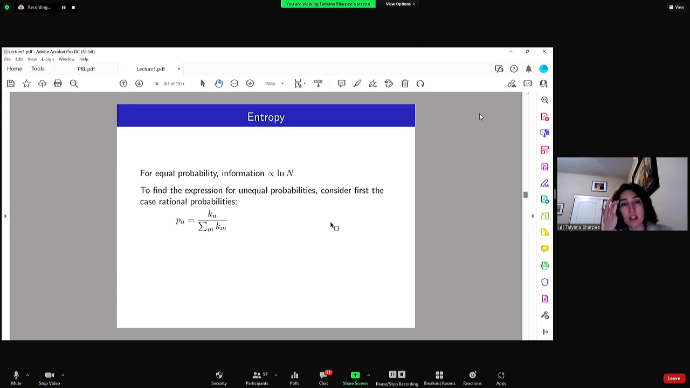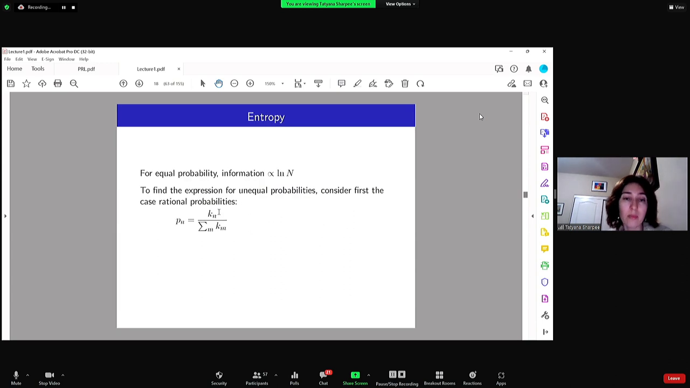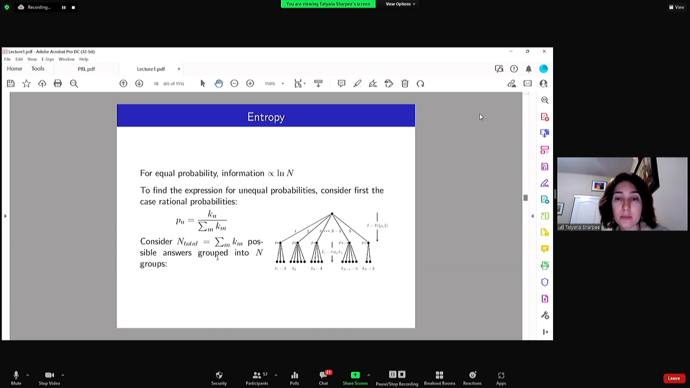And to find the expression for unequal probabilities, we consider the case of rational probability. So we approximate this as Kn over the sum of the possibilities. And we consider the total number of possible answers grouped into these n groups. So think about this case with the hierarchical assumption, where these are the number of possibilities, and these are all equally likely, but the p1 and p2 and p3, at this level, they're not equally likely.